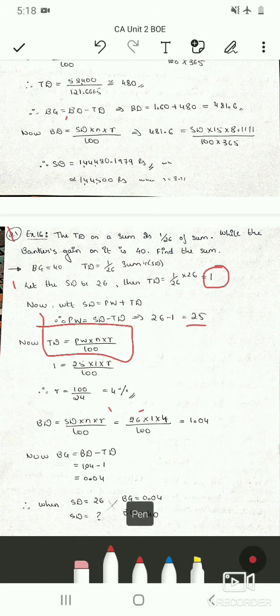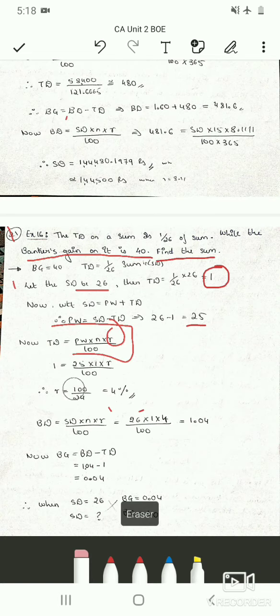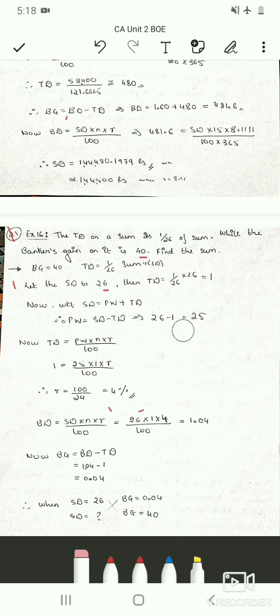So in this formula all quantities are known except r. We will find out r. Why we are finding out r is because we need the banker's gain, because in the question they have given the banker's gain and they have asked to find out the sum due. So first, when we assume the sum due to be 26, we will see what the banker's gain is, and then when the banker's gain is given, we will find out what the sum due is. So to get that banker's gain, what we need is the banker's discount and true discount. So the first step was to find out the true discount, which is 1.